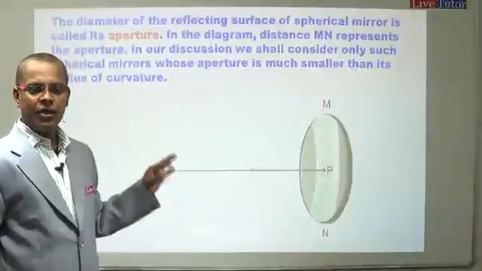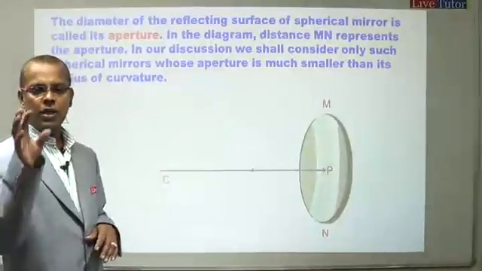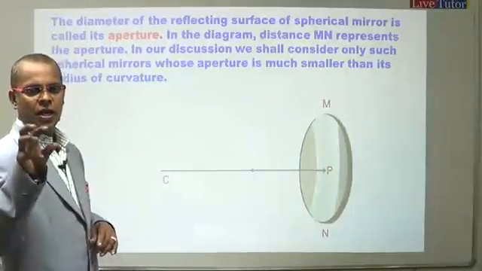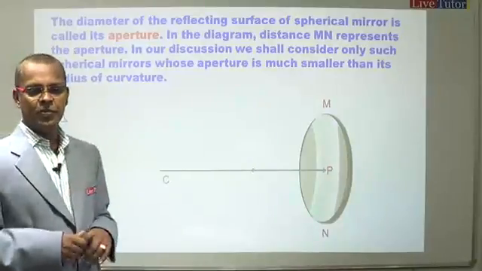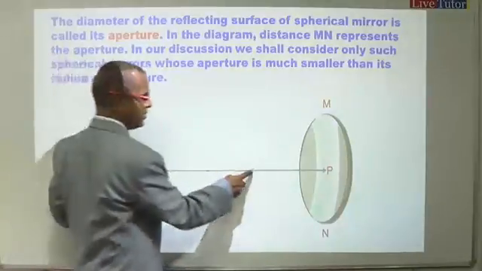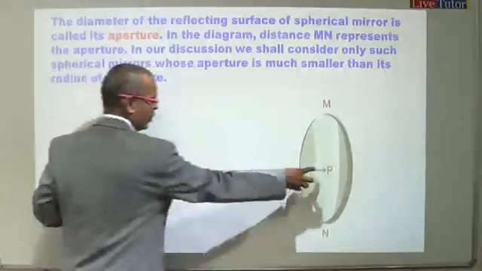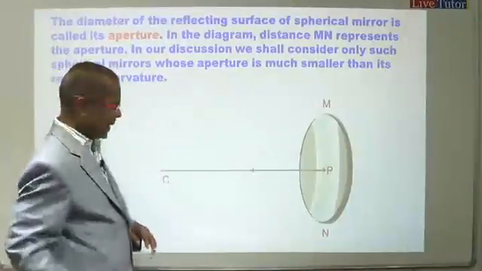But here in this lesson, whatever mirror we are talking about, all these mirrors will have a small aperture. That is, the aperture is much smaller than the radius of curvature. When you talk about the radius of curvature, this is the radius of curvature: from the center of curvature to the pole, this distance. Okay, what do you understand from that?